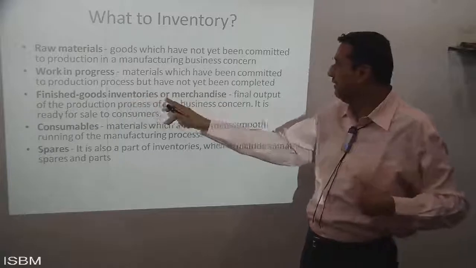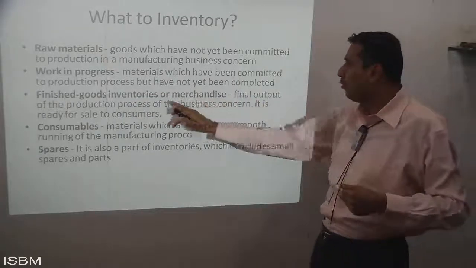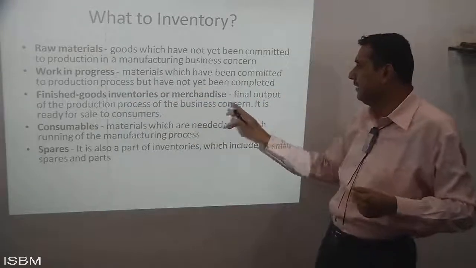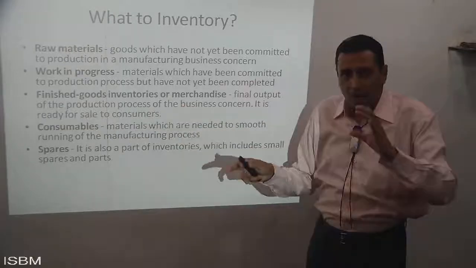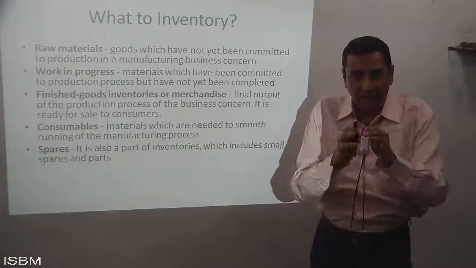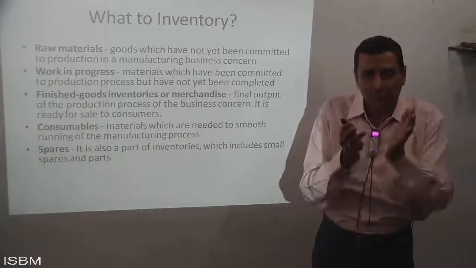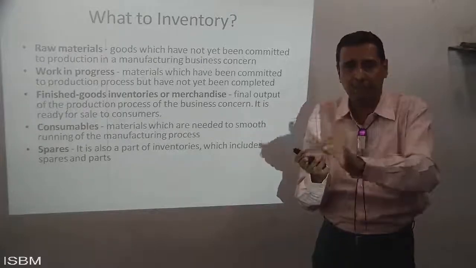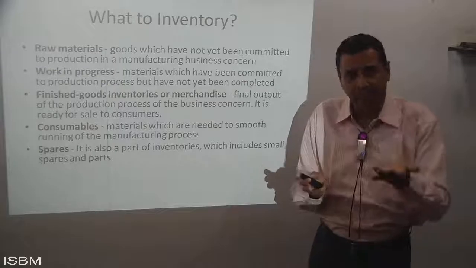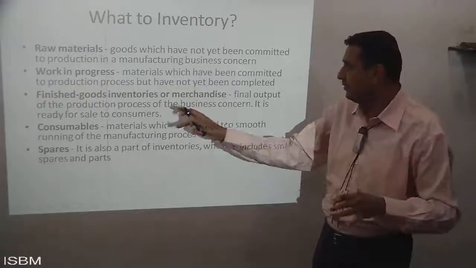Similarly, we have finished goods inventory, or merchandise, meaning the final output of the production process of the business concern. It is ready for sale to the consumer. The raw material which has been converted into finished goods for ultimate sale to the consumers is known as the finished goods inventory.